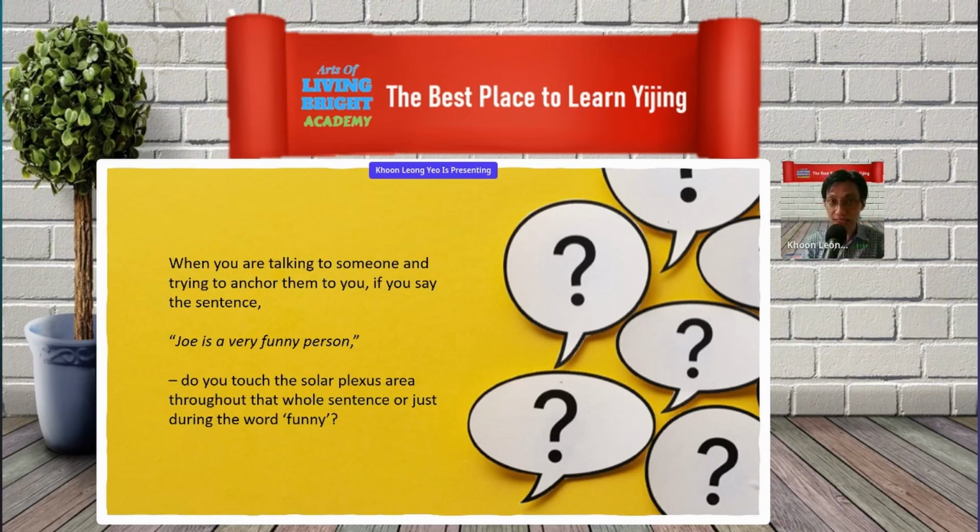Now, the key tricks is here. The word that you want to promote. Okay, the word that you want to promote. Unless you want to promote Joe, then when you say Joe, you touch. But right here, you are not promoting Joe. Joe is just one of the method that you use, indirect method that you use. Okay, so Joe is irrelevant here. But the word funny, you're trying to promote that you are a funny person also. That's why you say Joe is a very funny person.